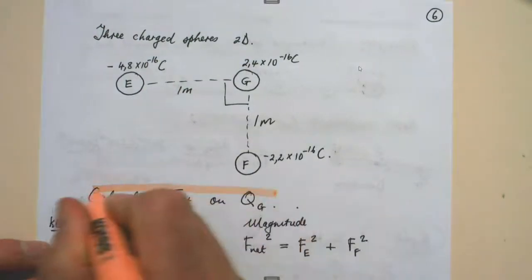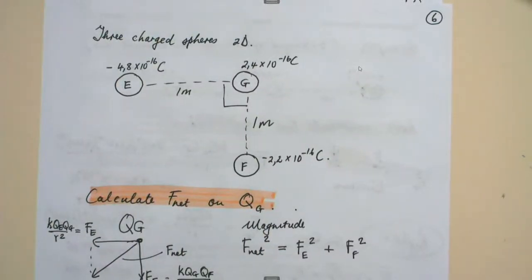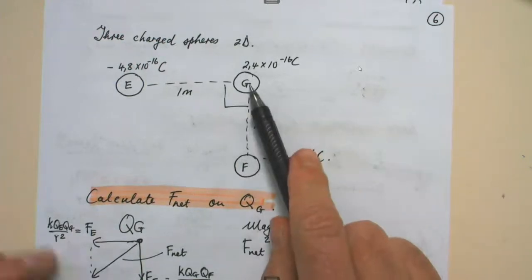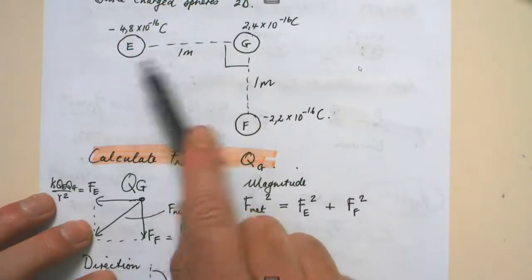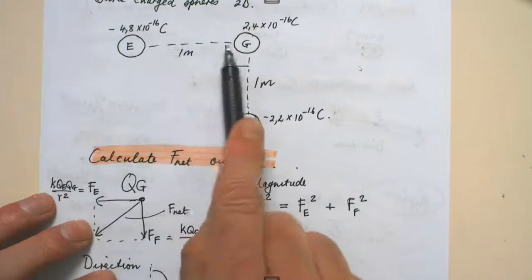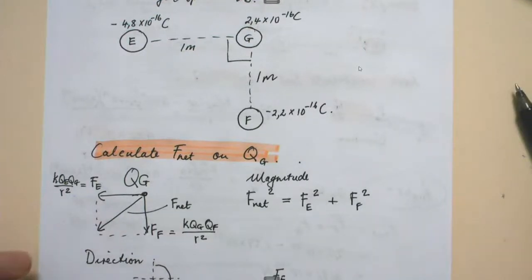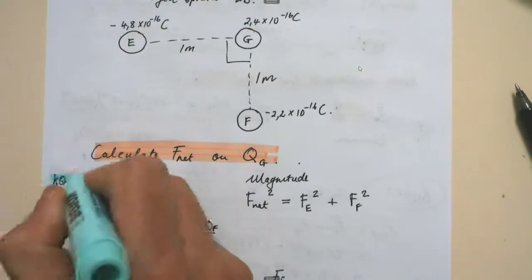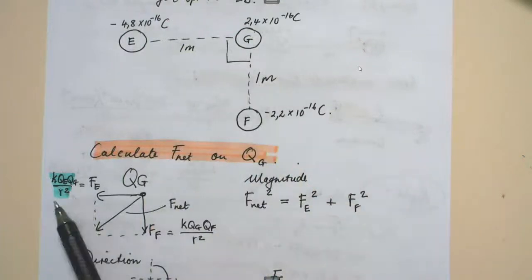So I'm going to do two things. I'm going to look at direction as well as magnitude. Okay, so on G, first let's look at the direction. On G, there will be a force to the left because of E, which will be attraction because they are positive and negative. So that's what I draw there. The force because of E will be to the left. And that force I can calculate by using my normal Coulomb's law formula, where I will use E and G, the charges of them, and the 1 meter there. Okay, then I have the magnitude and the direction of E.